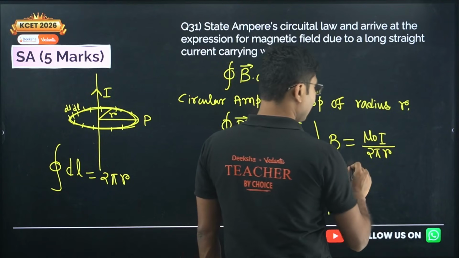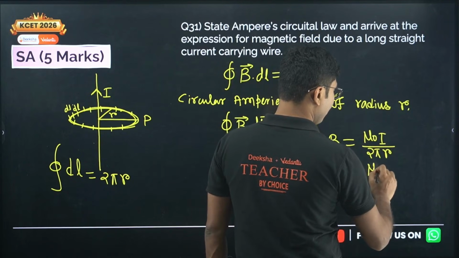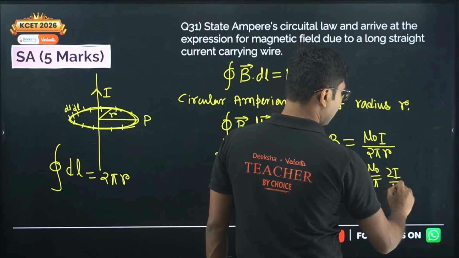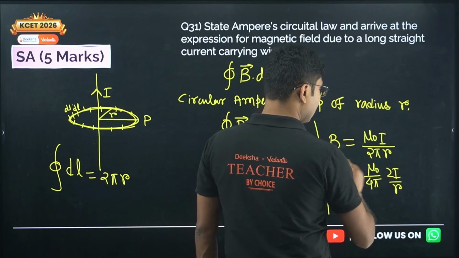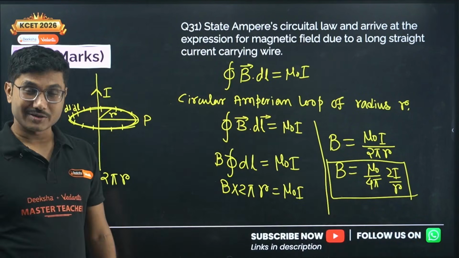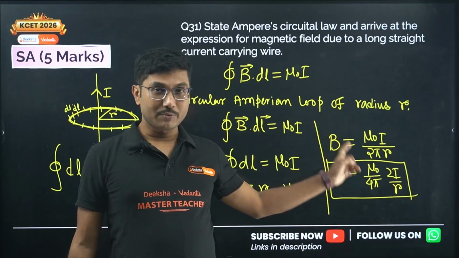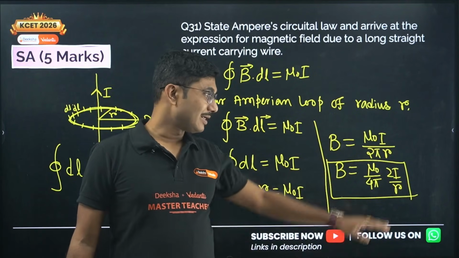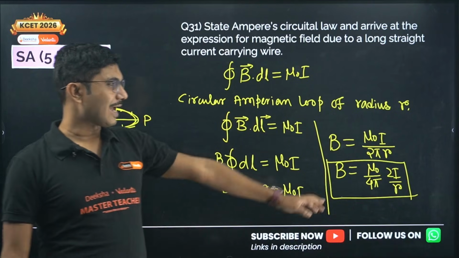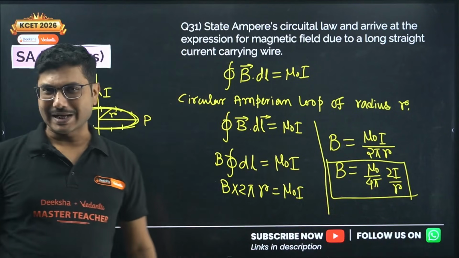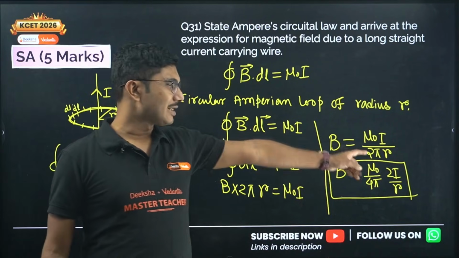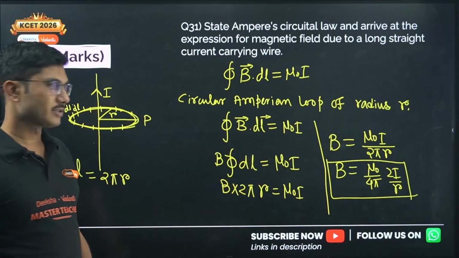Now we can write it in a slightly more standard way: mu naught by 4 pi, into 2I by r. This expression is similar to that of a straight charged wire. Remember, 1 by 4 pi epsilon naught, 2 lambda by r. Similarly here, mu naught by 4 pi, 2I by r. You can have 2 pi over here and cancel the 2, but this is the standard way of writing. You can also leave the answer in the previous form and you will get full marks.